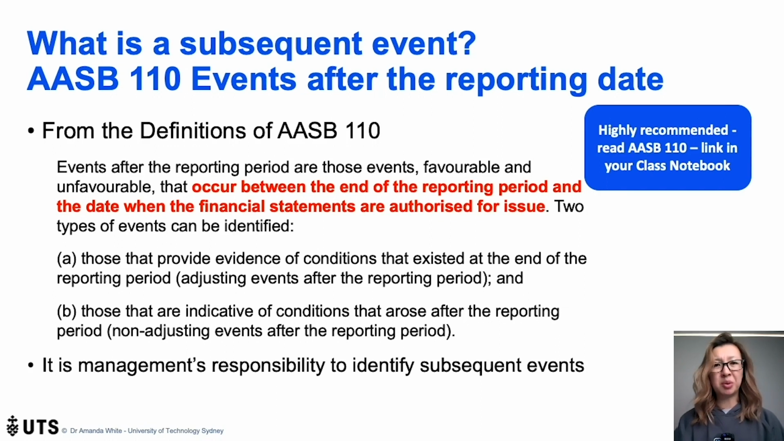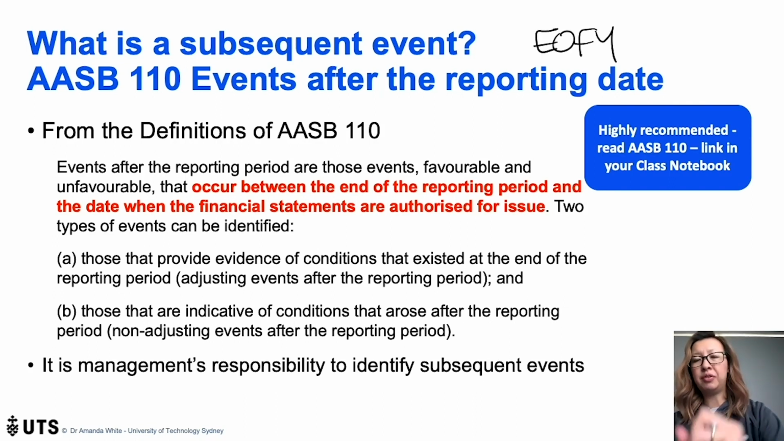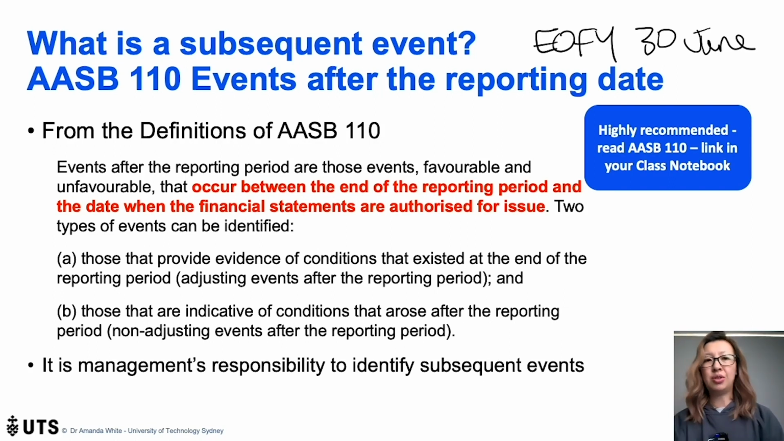So what is a subsequent event? AASB 110 defines them as events that occur after the reporting date. Remember, the reporting date is typically the end of the financial year, so for most of our firms in Australia, that's the 30th of June. Let's look at the definition from AASB 110, which covers subsequent events, but they call them events after the reporting date. I'd really recommend that you actually read AASB 110, and I've put the link in your class notebook.